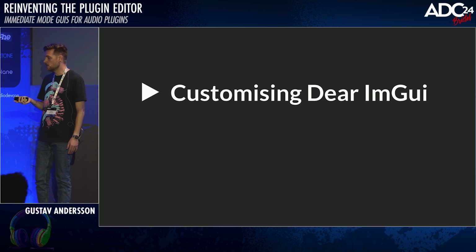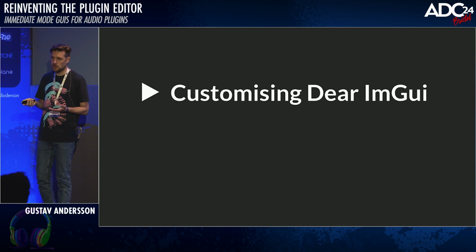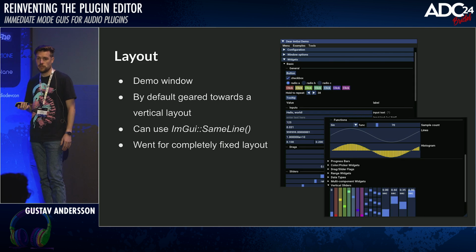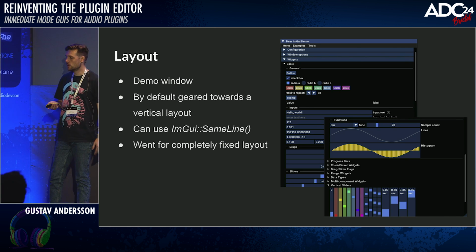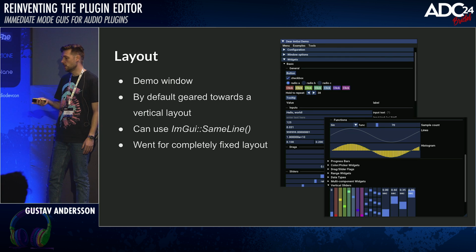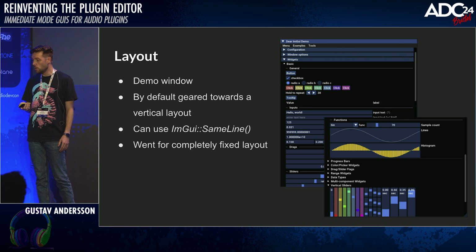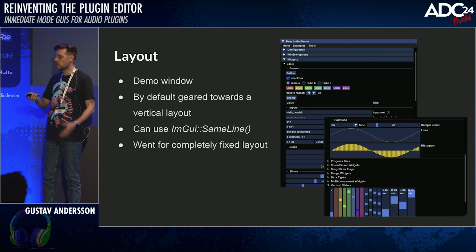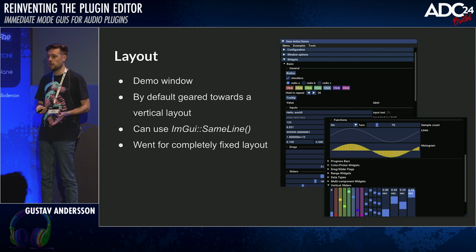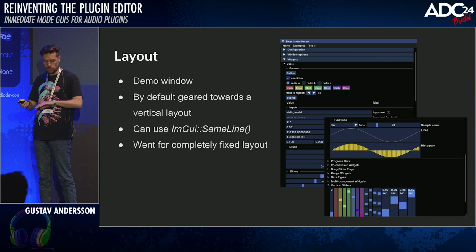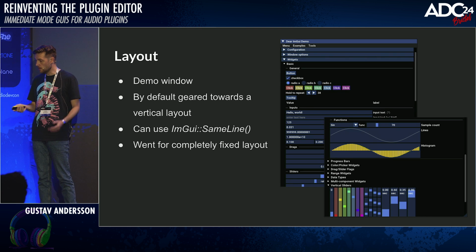I managed to integrate it, and a few points about making it look the way I want it to. This is the demo window. If you're interested, I really encourage you to clone the repo, build the demo, and test it. It contains all the widgets that are in it. But it has this look and feel to it, which is very much a vertical layout. And I wanted a horizontal layout in my plugin.